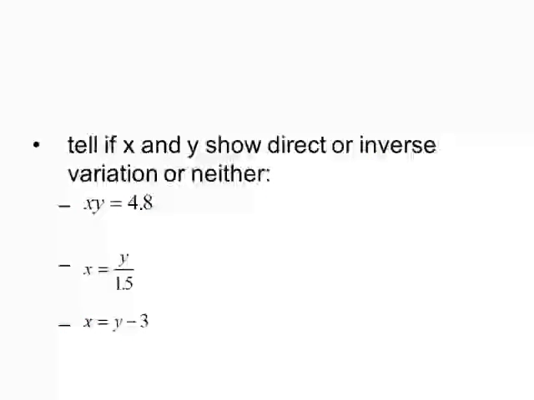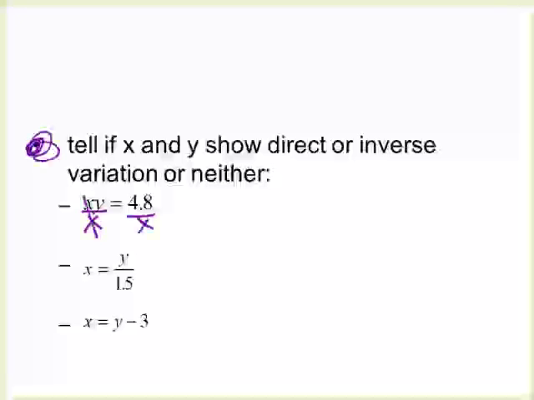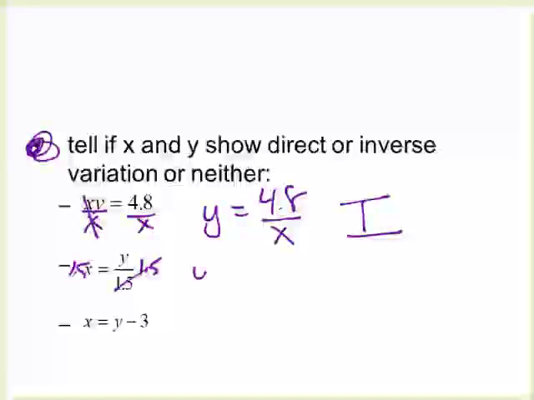Try these next three. Solve for y and determine which type of relationship it is, if any. For y, I need to divide both sides by x, and that leaves me with 4.8 divided by x. Direct, inverse, or neither? Inverse. Division with x in the denominator is inverse. For the second one, how do I solve for y? Multiply by 1.5. So I get y is equal to 1.5 times x. That would be direct in multiplication.